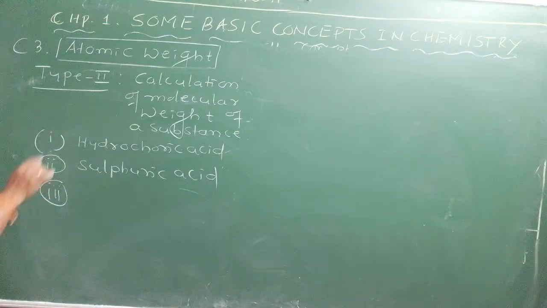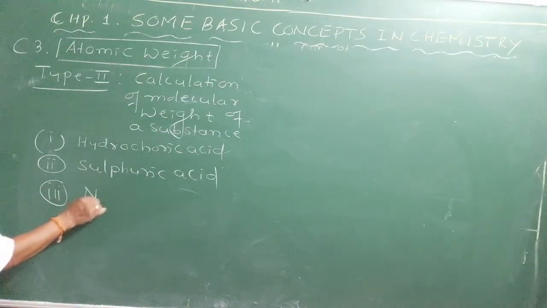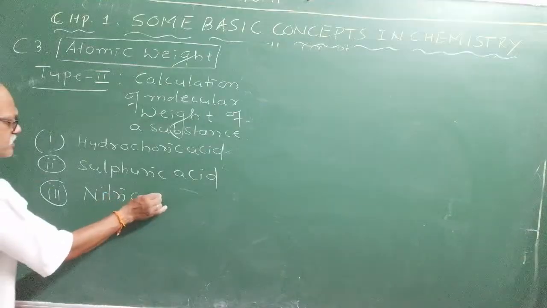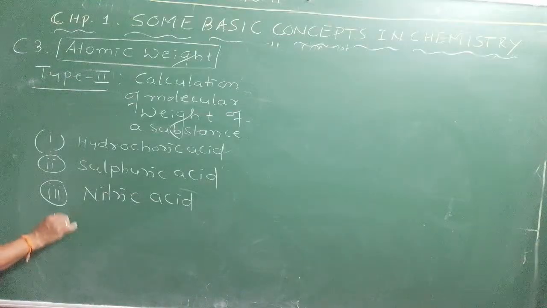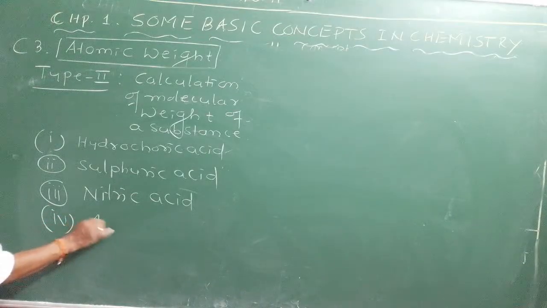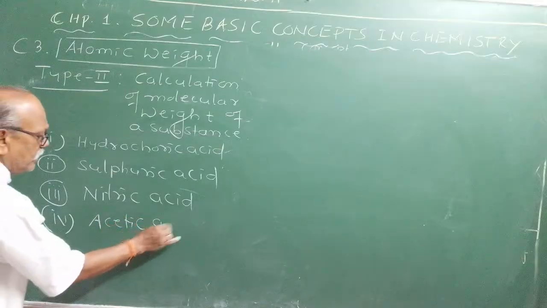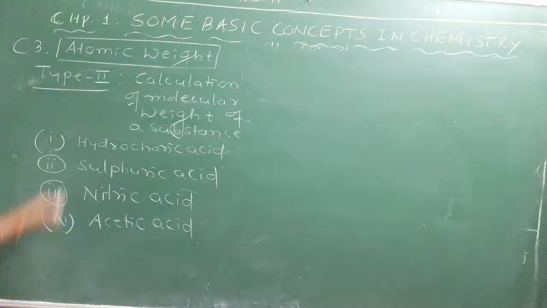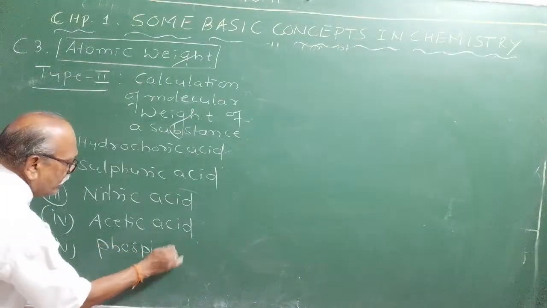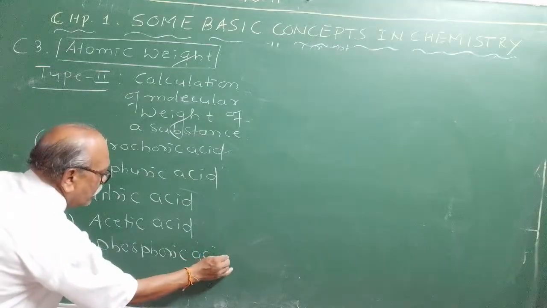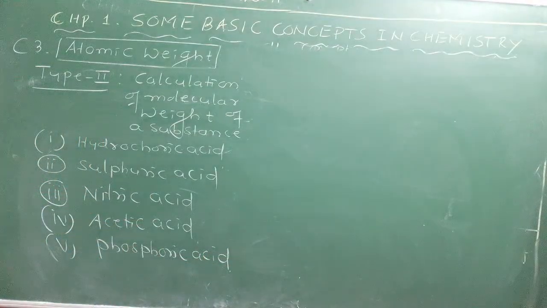If you don't know the molecular formula, we already studied it in the bridge course. Sulfuric acid. Nitric acid. I will take some acids first. Nitric acid: you have to write the molecular formula, then calculate the molecular weight. And remember them forever. Very important. Acetic acid. Very important. Every now and then you need them. Fifth one is phosphoric acid. First these 5 you calculate.